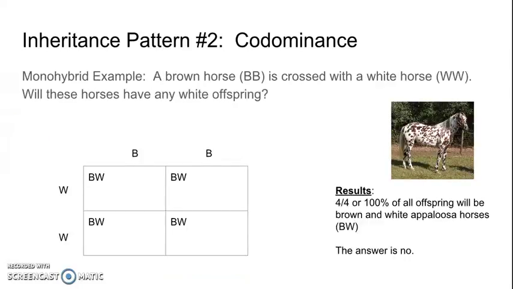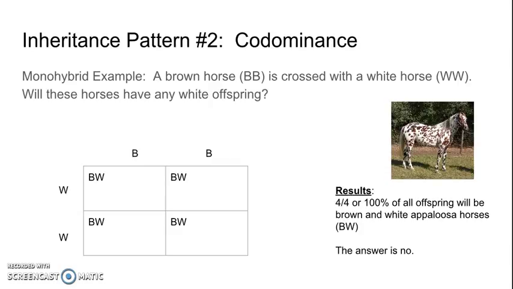So an example of this, again, just sticking with some monohybrid crosses, would be taking that brown horse, which would have that brown fur, so big B, and crossing it with a white horse, big W, big W. Now, this is written a little bit different because we are talking about a different type of pattern. And so, since it's codominant, we use two different letters. So, will these horses have any white offspring? It's a question that I'm going to pose. And to support your answer, it's always best to cross.